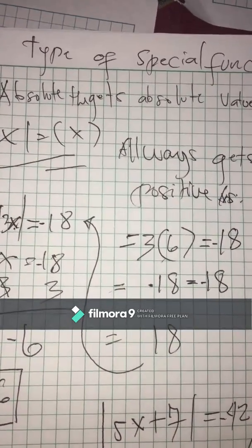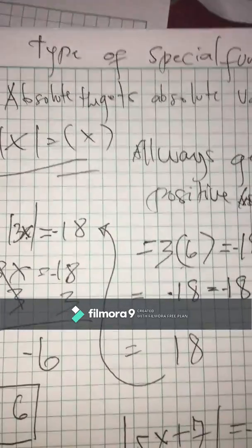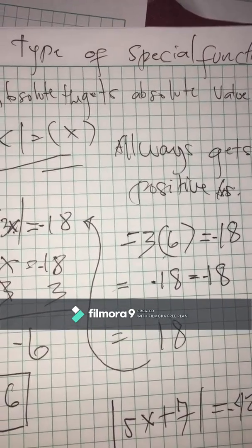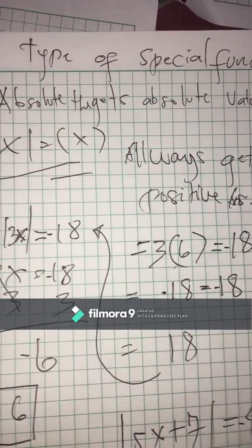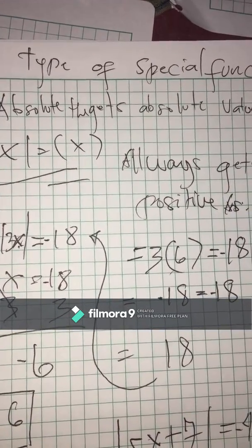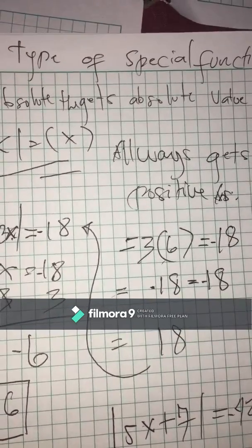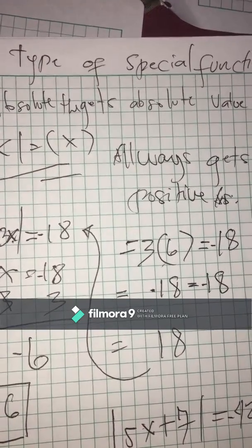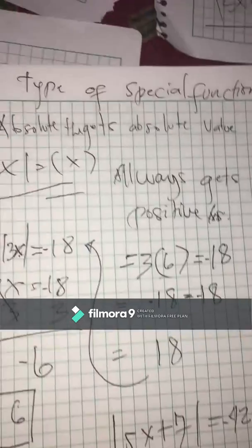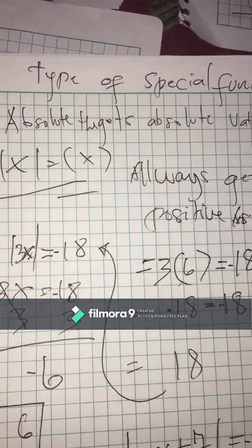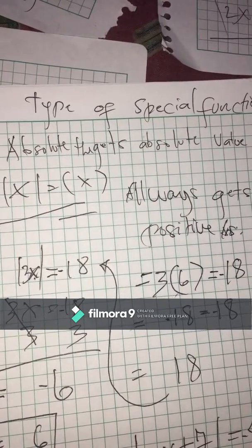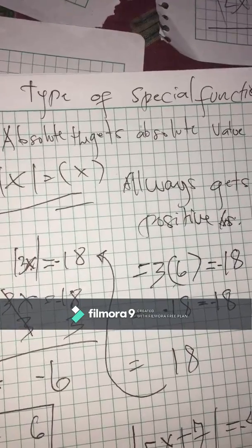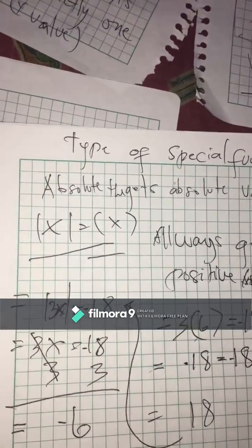So 5 times, and then we're gonna substitute the 5 here, and cross it out. 5 divided by 35 is 7. So the answer is negative 7, and we're going to change this to positive, so it will be made positive 7, because the absolute value always gets the positive.